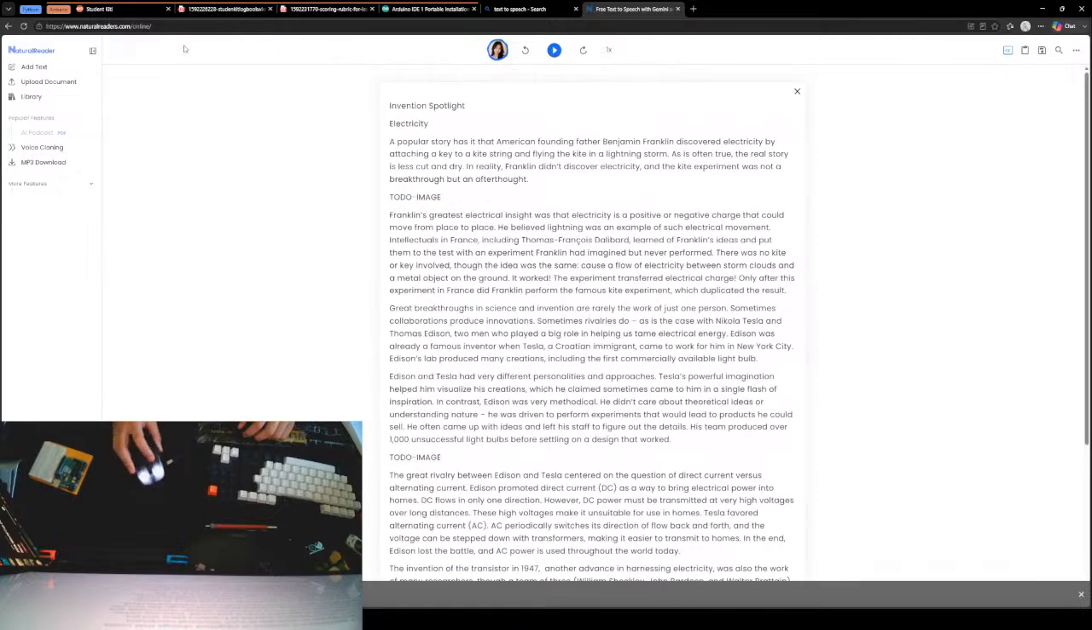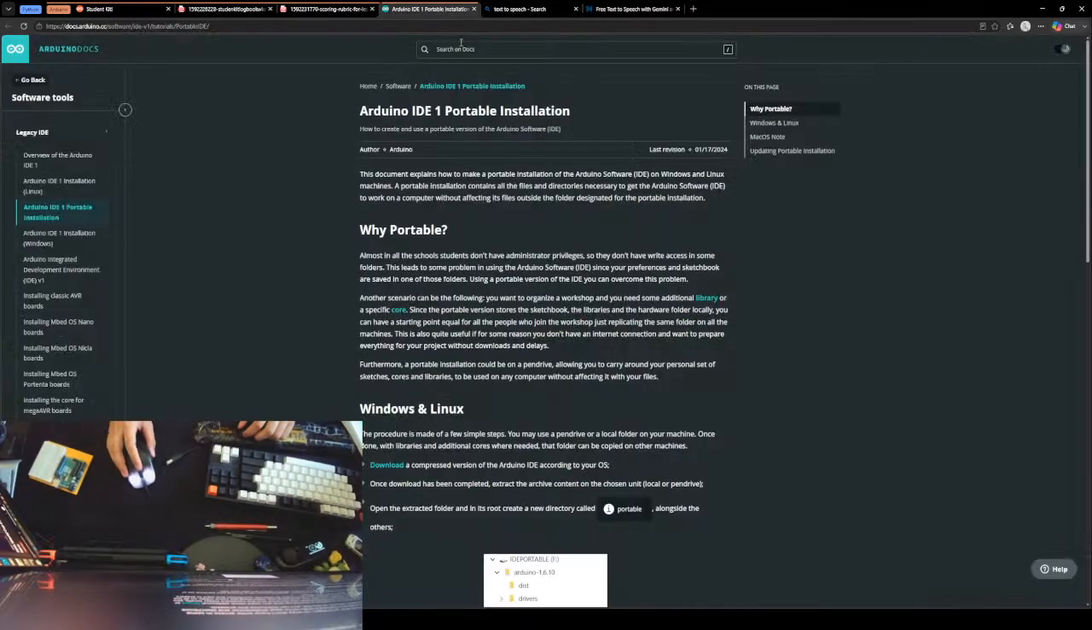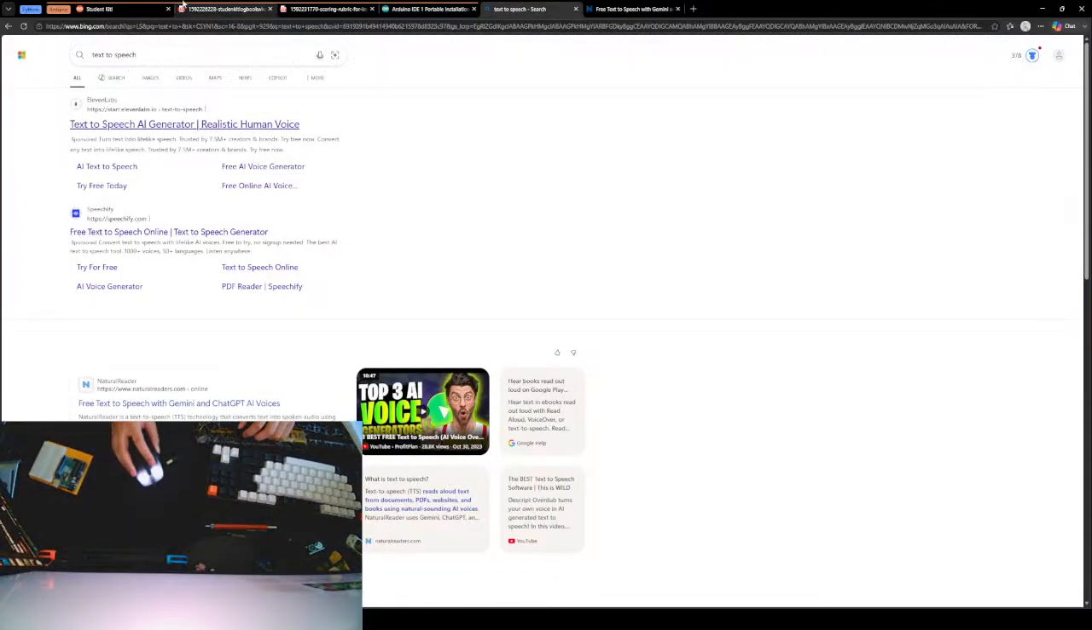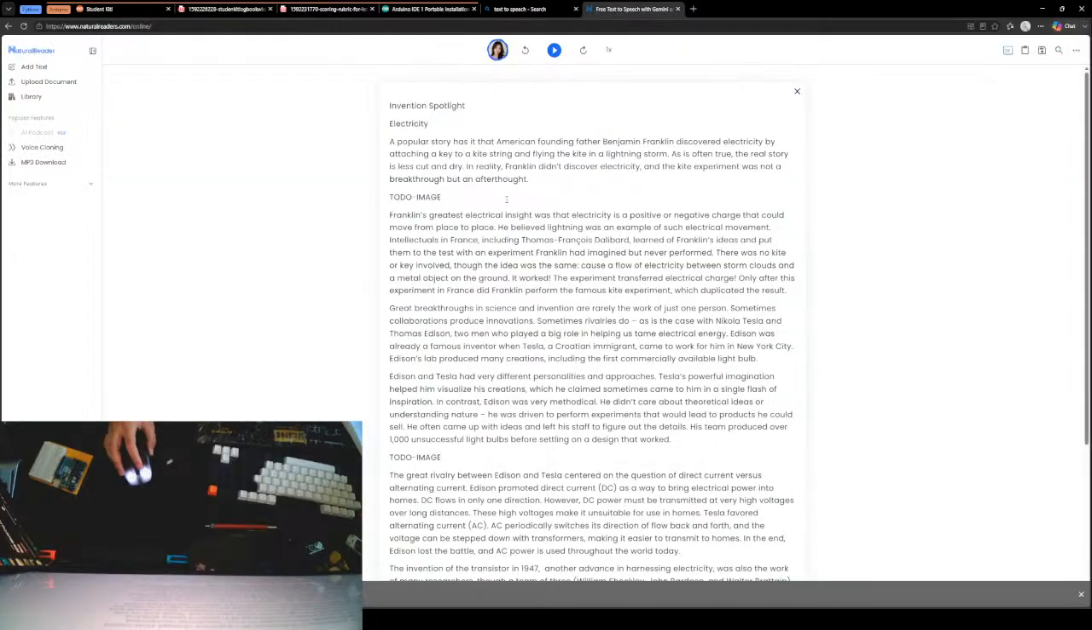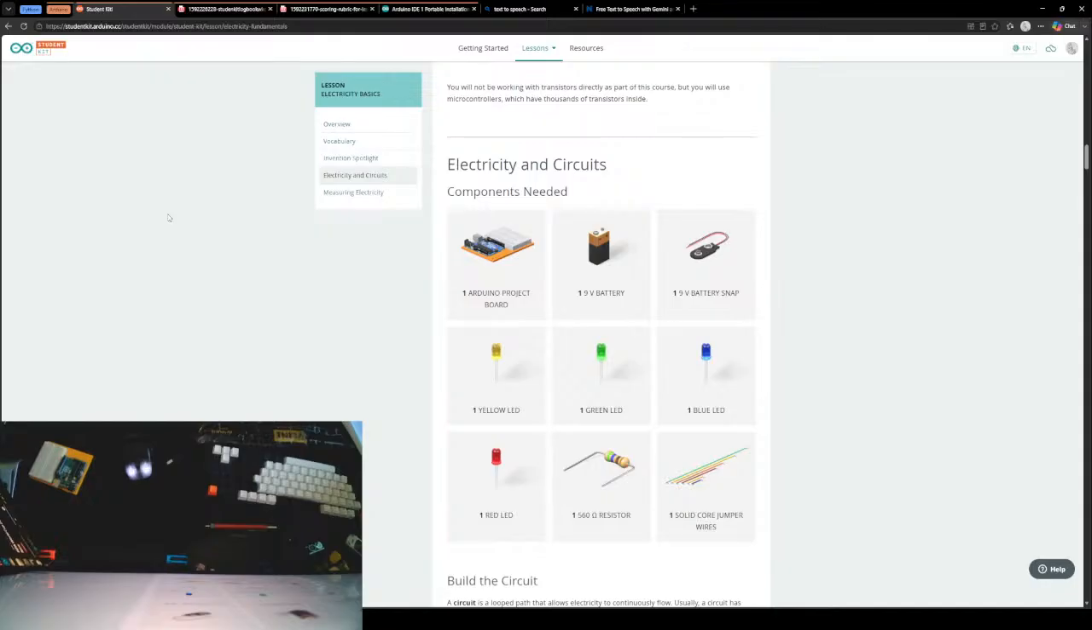Go to text-to-speech. Not an ad, but not bad. Pretty sure they have a certain amount of words you could use. But that's better for getting through an invention spotlight.